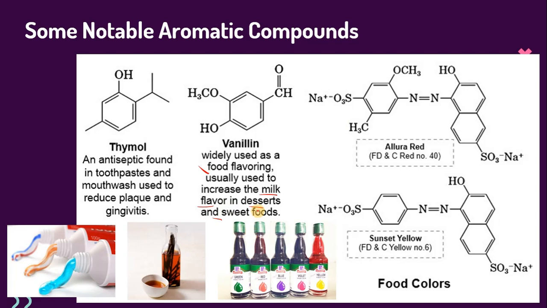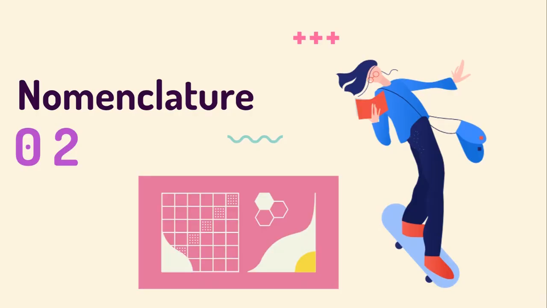The next examples here are food coloring compounds. They are used in food coloring and give us artificial taste and color, just like Allura red and sunset yellow. Okay, let's now go to the nomenclature.